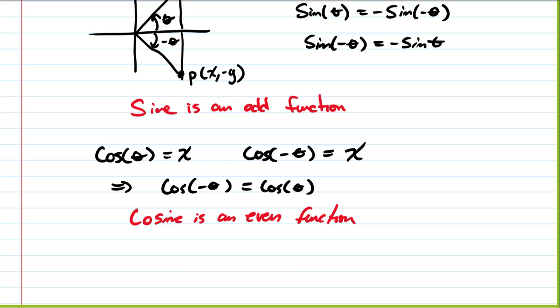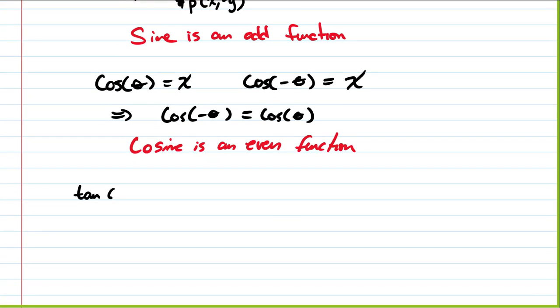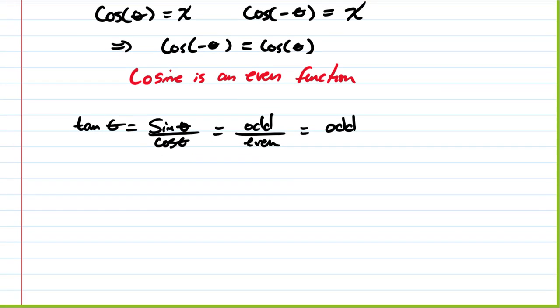And we can keep going. So then secant and cosecant are going to be the same as sine and cosine. The only one we really have left to think about is tangent. But tangent theta is sine theta over cosine theta, which is an odd divided by an even. And an odd function divided by an even function will also be odd. So basically, we have the following rules when combining even and odd functions.